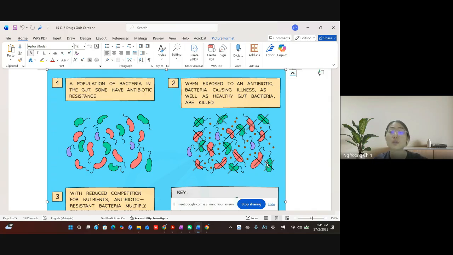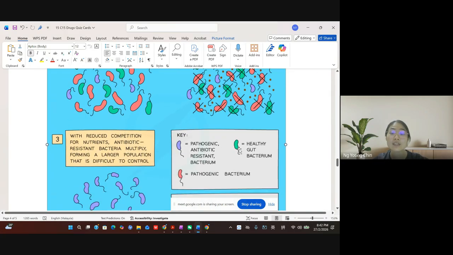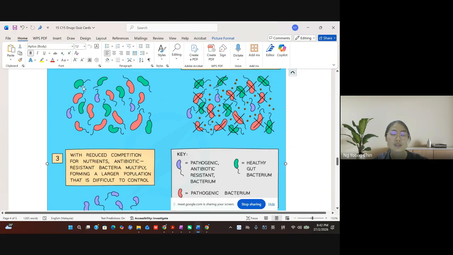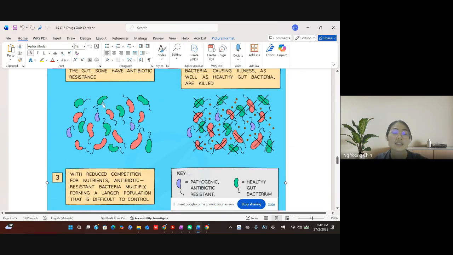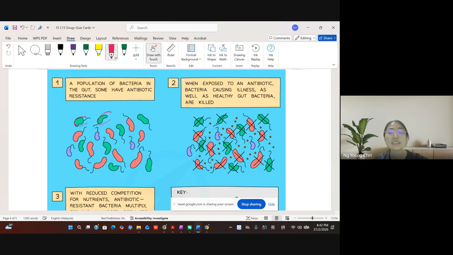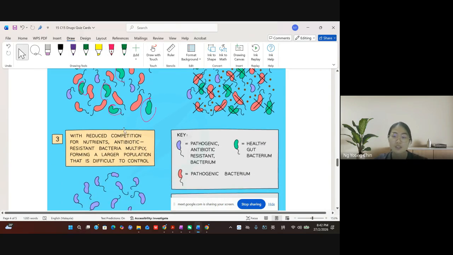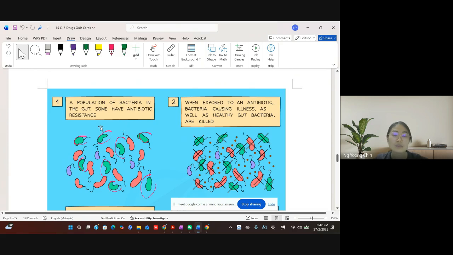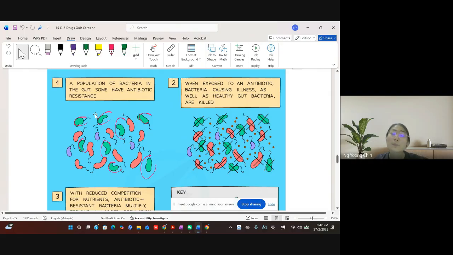This is the role of the good bacteria, which are in the green color. Can you see this green color? This is called healthy gut bacteria. So we call this the population of bacteria in the gut. Gut means intestines. Some of the bacteria, not all, just a very few bacteria, will consist of a resistant gene.